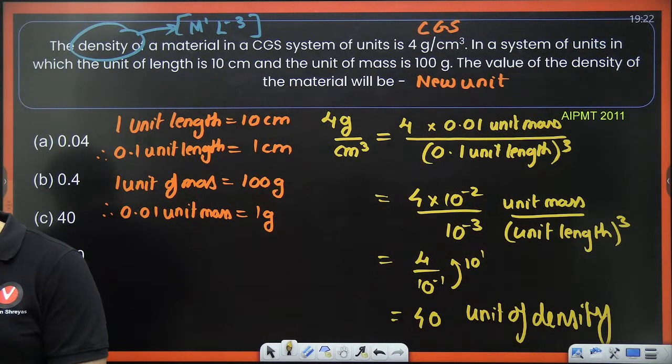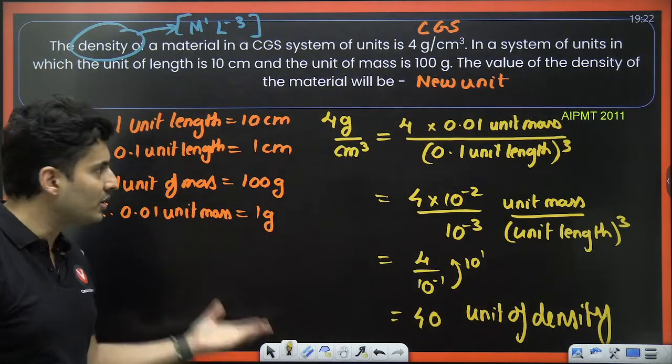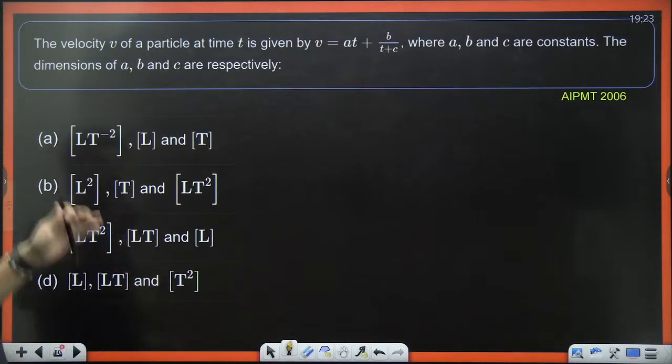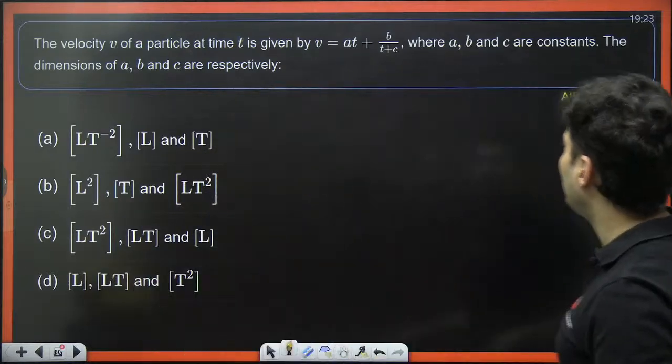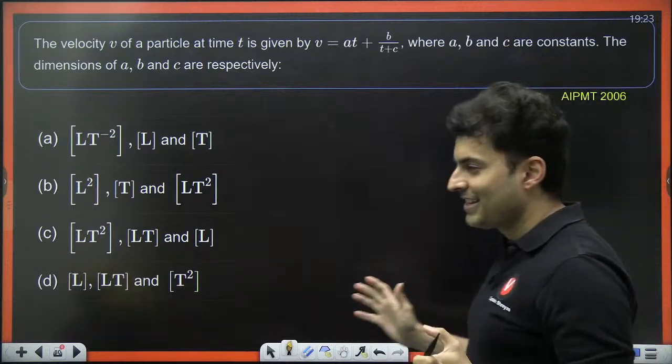Straightforward. Everyone, shall we go ahead? Understood how to solve these questions of converting from one unit to the other? Let's do more problems. Don't worry, it will come. Velocity of a particle is given by this formula, where A, B, C are constants. The dimensions of A, B, C are?